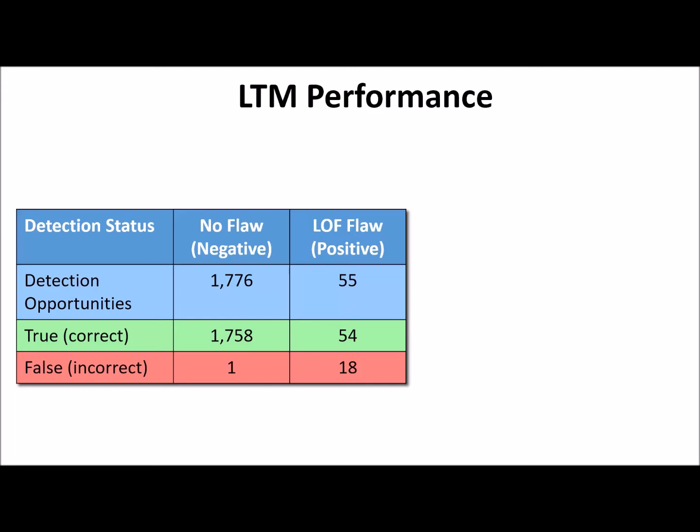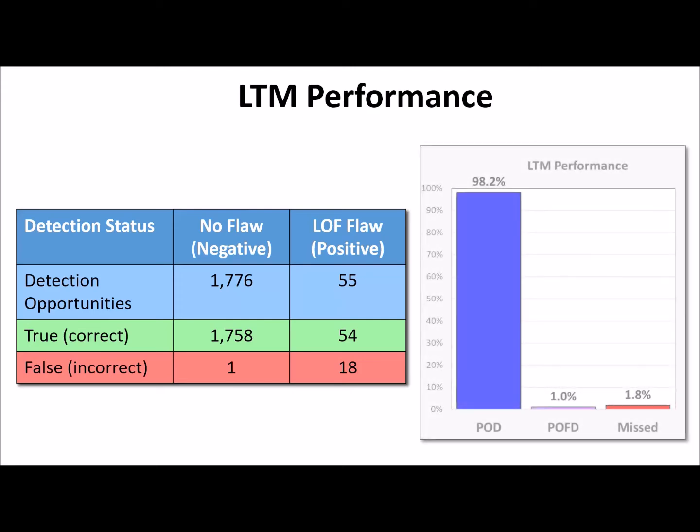The math indicates a 98.2% probability of detection. Put differently, the algorithm missed 1.8% of the flaws present. The algorithm also produced about 1% false positives. These early results were very encouraging.